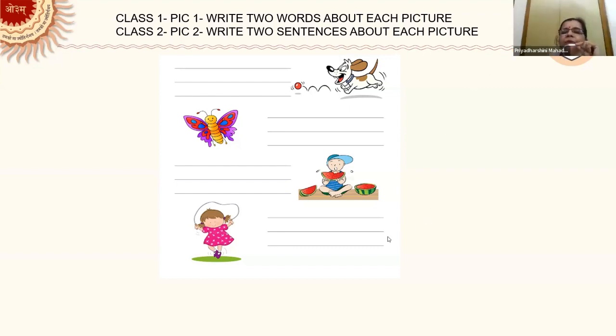Even I love skipping also, they can write. They can add their own experience also there. I love watermelons. I like to play with the dog. I can see butterflies in the garden. So whatever is there in the picture, they can write. Apart from that, one more sentence about their own experience also they can share there. So encourage them to write in that way.